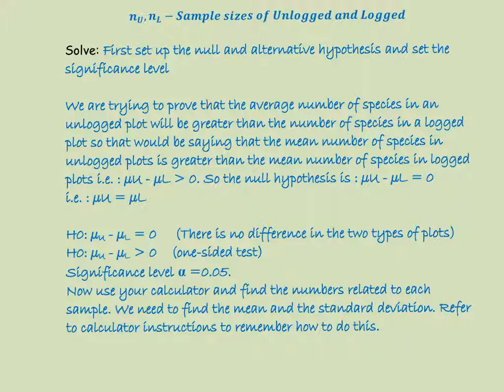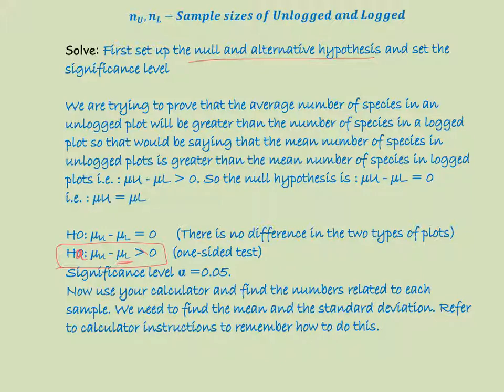So the first step to solving the problem, which is the hypothesis test, is to set up your null and alternative hypotheses. This is the first thing that we need to do in a hypothesis test. We need to know what we're trying to prove. We're trying to prove that the mean number of species in logged is less than the mean number of species in the unlogged areas. So that would give us the alternative hypothesis. Just make a correction here. It's the alternative hypothesis, which says that mu_U, which is the mean of the unlogged, minus mu_L, which is the mean of the logged, is greater than 0.